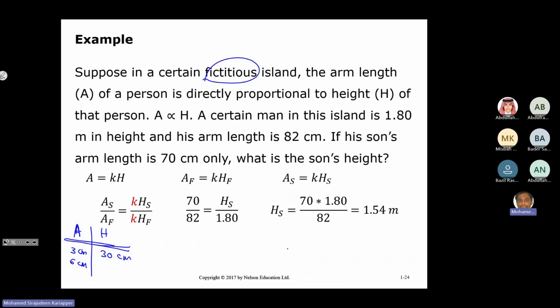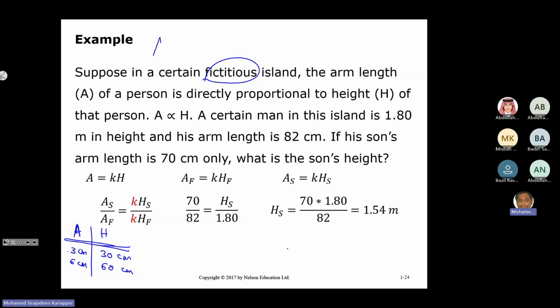Now here there's a doubling, right? 3 becomes 6, 2 times more. So if it is exactly proportional, the height will be what? Can someone answer it, please? 60 centimeters. Yeah, 60. Very good. So that's the meaning of proportional, directly proportional, exactly proportional.